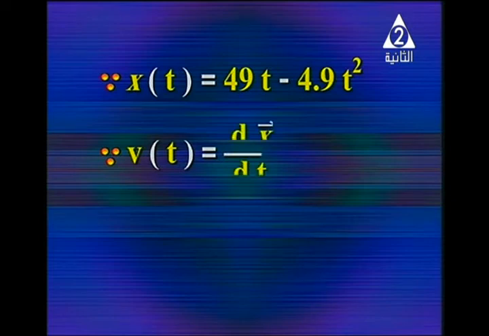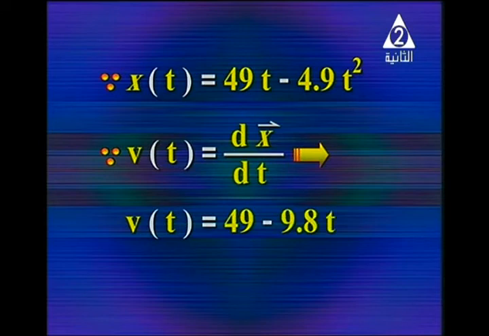What is the velocity? Dear student, it is the differentiation of displacement with respect to time t. v(t) equals dx over dt. By using differentiation, 49 minus 9.8t is the velocity v(t). Then, don't forget, dear student, integration of velocity is displacement, but differentiation of displacement is velocity.